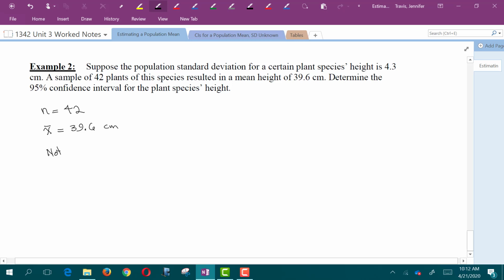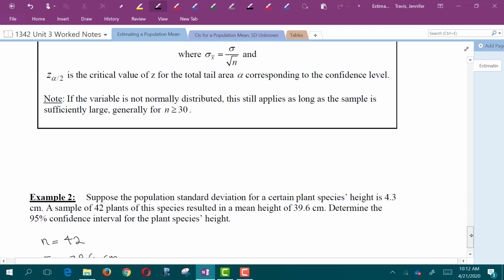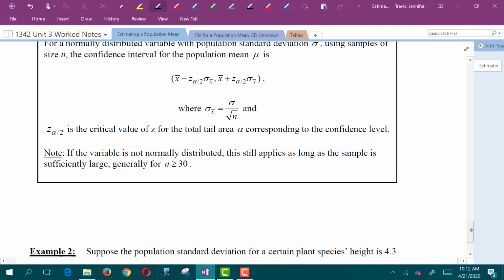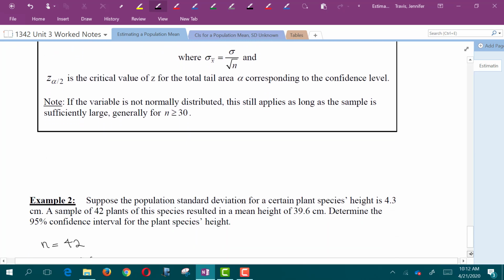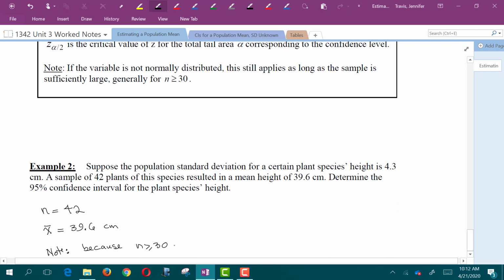So because my n is over 30, remember what we set up here is that the confidence level will basically be normal. We can follow a normal distribution when we are constructing the confidence interval. We're going to get more on that later.